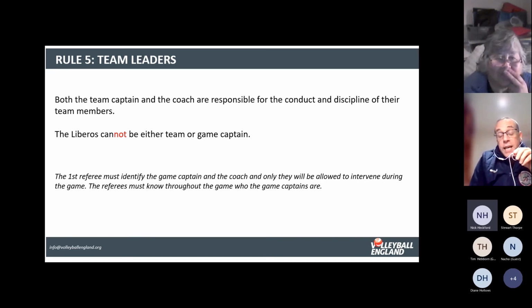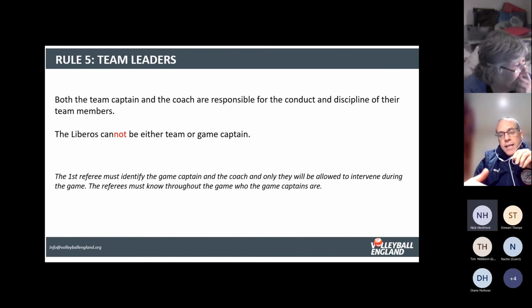That doesn't mean that the coach is able to talk to the referees. It just means that you need to know the coaches so that when they request a timeout, you're looking at the coach. The referees must know throughout the game who the game captains are. So if the team captain leaves the court, then obviously you need to identify the game captain.